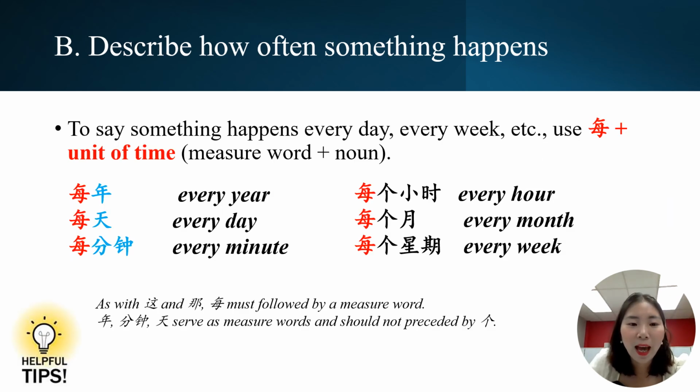To say something happens every day, every week, use 每 plus a unit of time. For example, 每年 every year, 每天 every day, 每分钟 every minute, 每个小时 every hour, 每个月 every month, 每个星期 every week. As with 这 and 那, 每 must be followed by a measure word. 年、分钟、天 serve as measure words and should not be preceded by 个.